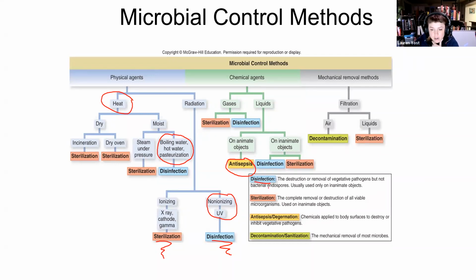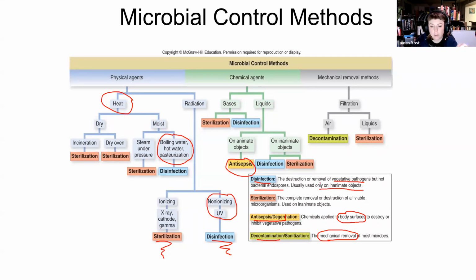The disinfection, sterilization, antisepsis, and decontamination. So again, I just drew right through that, but antisepsis, that's going to be the body surfaces, that's important to know. Decontamination or sanitization, that's mechanical removal. And then when we look back at disinfection, destruction or removal of vegetative pathogens, but not bacterial endospores. Usually we're referring only to inanimate objects.